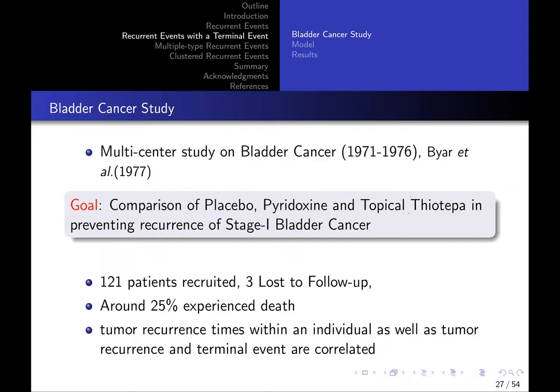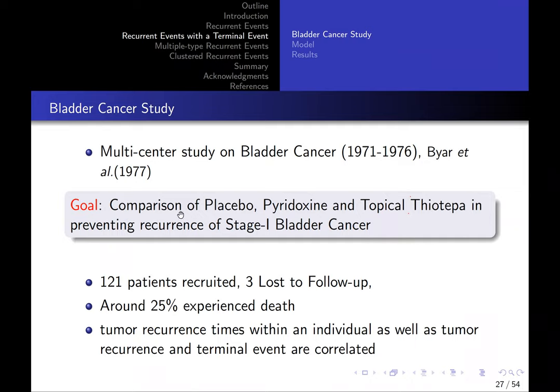So one such example is something like a death. Okay, your event of interest is cancer recurrence, okay? But if somebody died, it's like a competing risk, it changes it to informative censoring, that patient cannot get a recurrent event. So you need to take into account that issue, okay? So here is an example for that, okay?